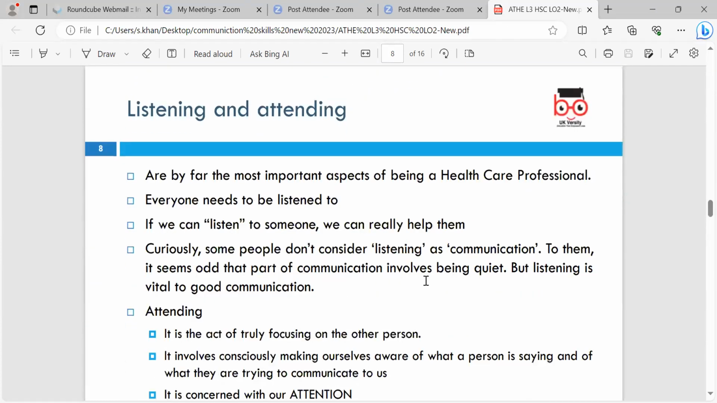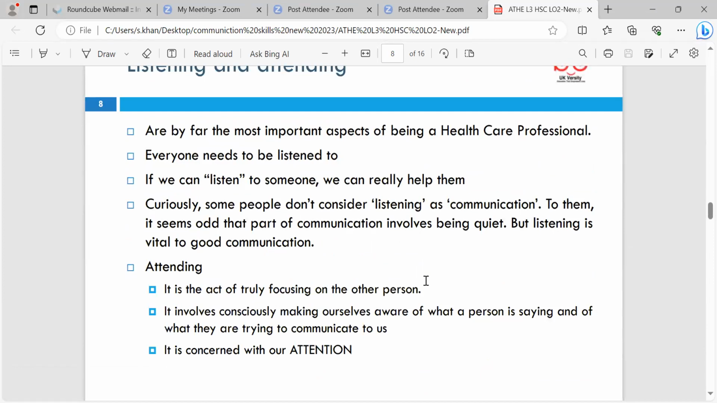Listening and attending are by far the most important aspects of the healthcare profession. Everyone needs to be listened to. If we can listen to someone, we can really help them. Curiously, some people don't consider listening as communication. To them, it seems odd that part of communication involves being quiet, but listening is vital to communication. Attending is the act of truly focusing on the other person.